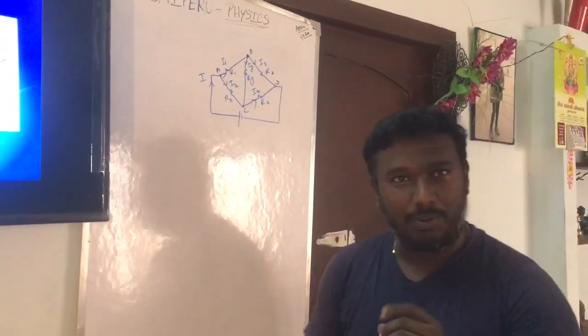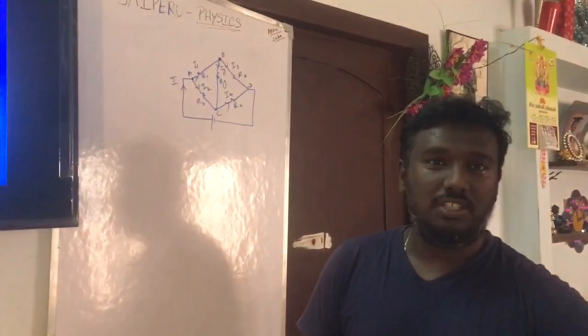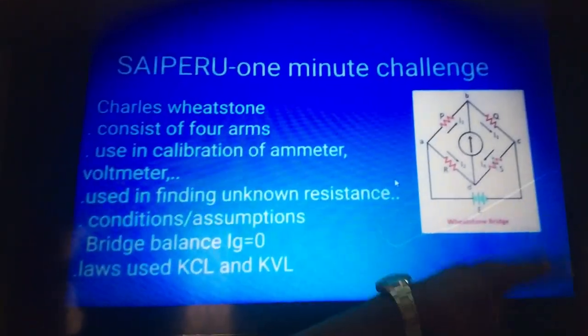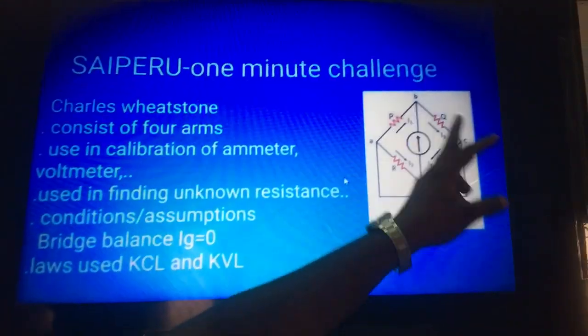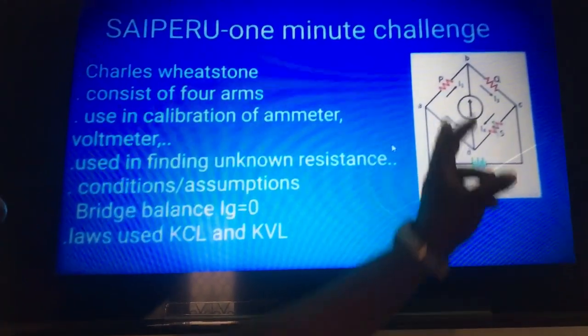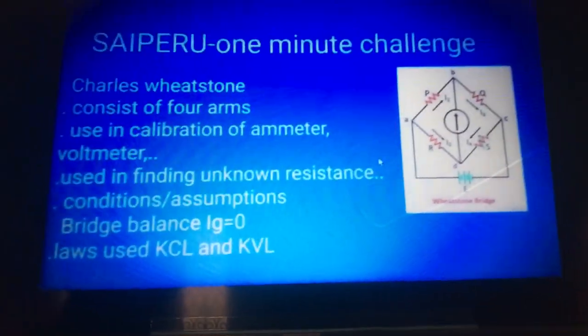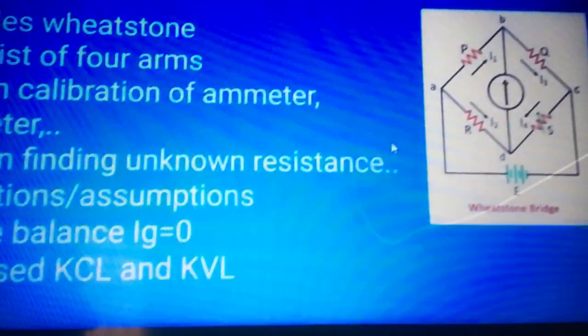As I told, we will have a 1 minute challenge today. What we are going to do today is derive the Wheatstone bridge. What does a Wheatstone bridge consist of? A Wheatstone bridge consists of 4 arms: AB, BC, CD and AD. 3 arms will have known resistance and 1 arm will have unknown resistance which can be found.